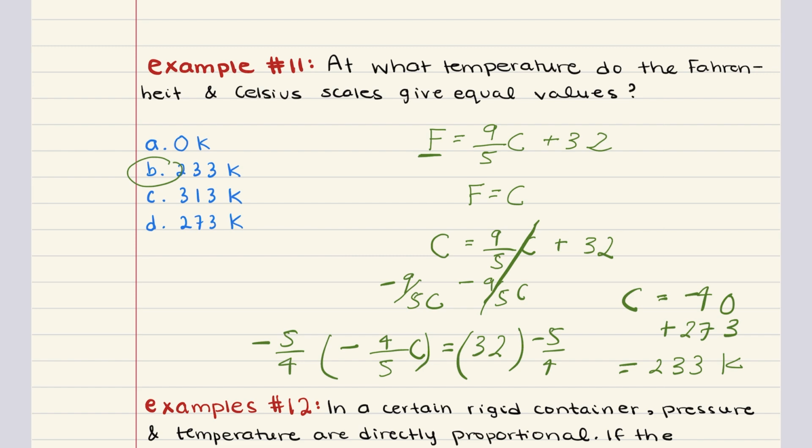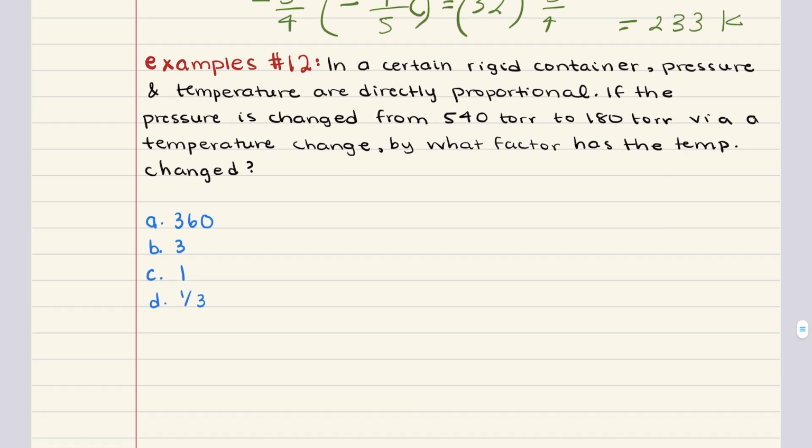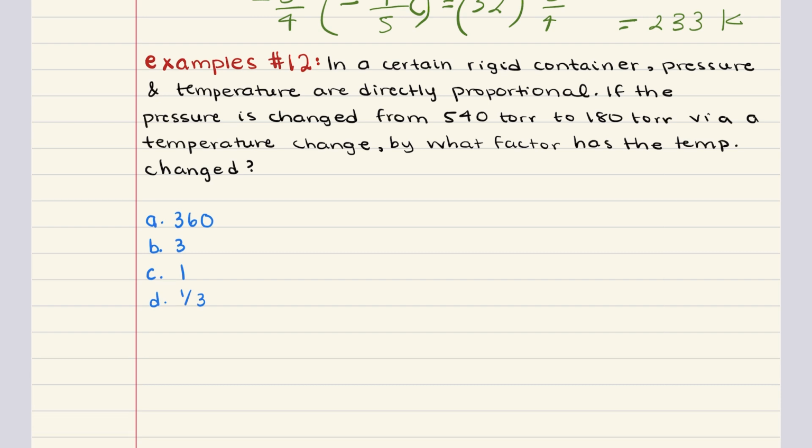So 11 is B. Problem 12 says, in a certain rigid container, pressure and temperature are directly proportional. If the pressure is changed from 540 torr to 180 torr via a temperature change, by what factor has the temperature changed? A direct proportionality means that as one variable changes, the other changes by the same factor. For this situation, if pressure decreases, temperature must also decrease by the same ratio. To solve this, we examine the ratio of the initial pressure to the final pressure.